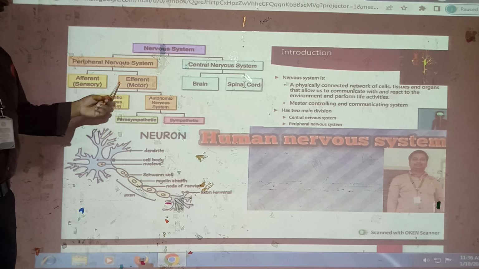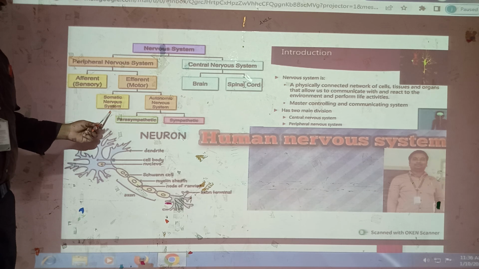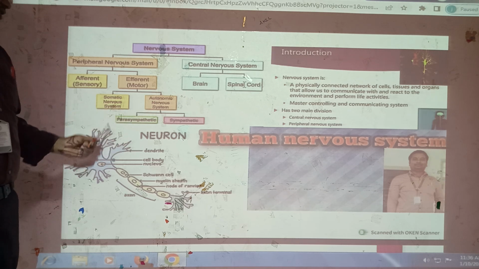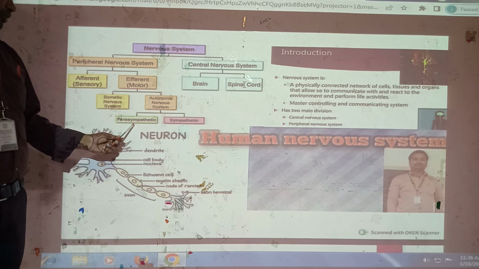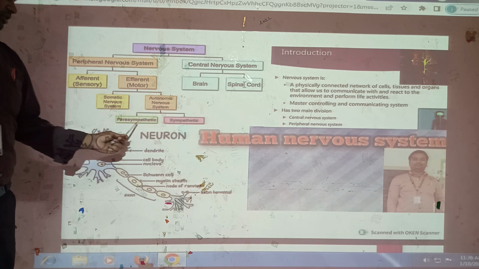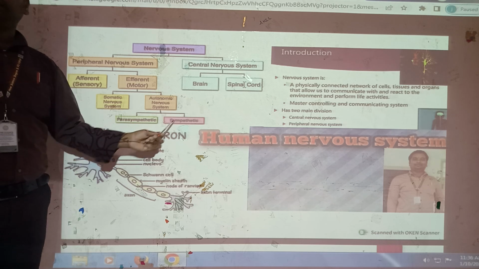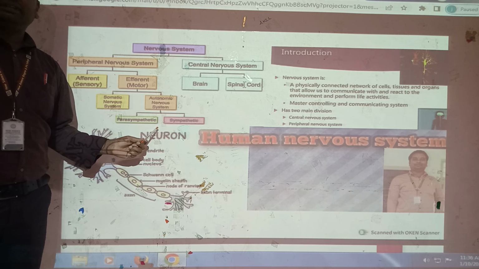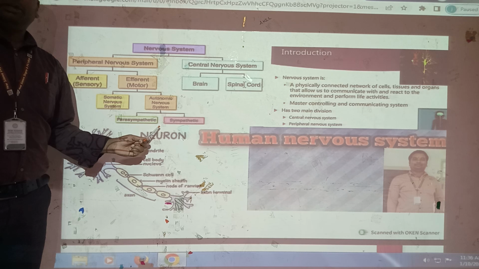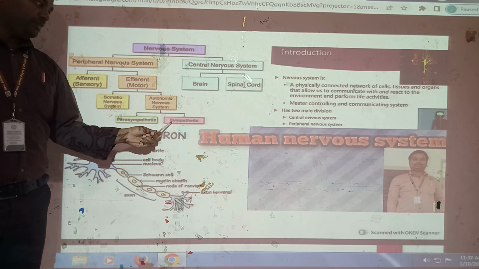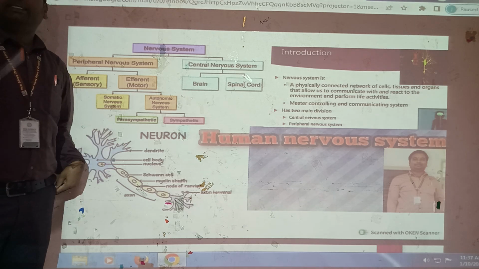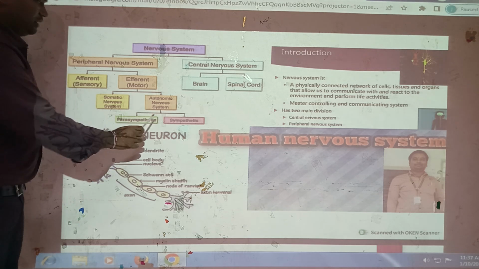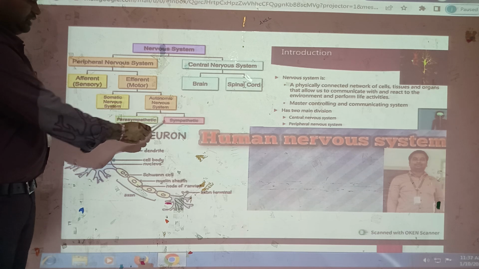The efferent motor part has two divisions: the somatic nervous system, for body parts, and the autonomic nervous system. The autonomic nervous system has two parts: sympathetic and parasympathetic. The sympathetic nervous system increases metabolic rate, for example blood pressure increases. The parasympathetic nervous system decreases it. Together they maintain constancy in our body.